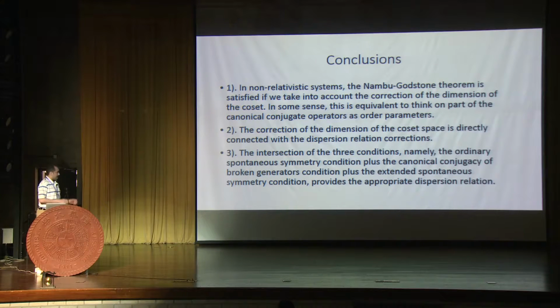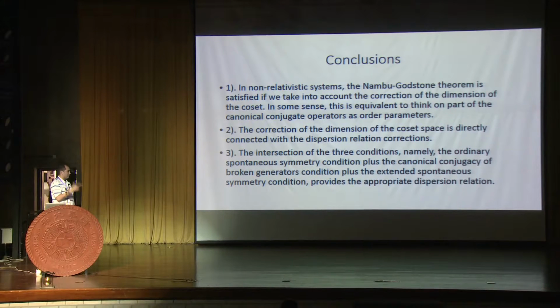The intersection of the three conditions, namely the standard spontaneous symmetry breaking condition, the expression found by Murayama and colleagues, and the expression proposed by me, gives you the appropriate dispersion relation and the appropriate number of Nambu-Goldstone bosons in non-relativistic systems. But this is for internal symmetries. For space-time symmetries, it's in process.